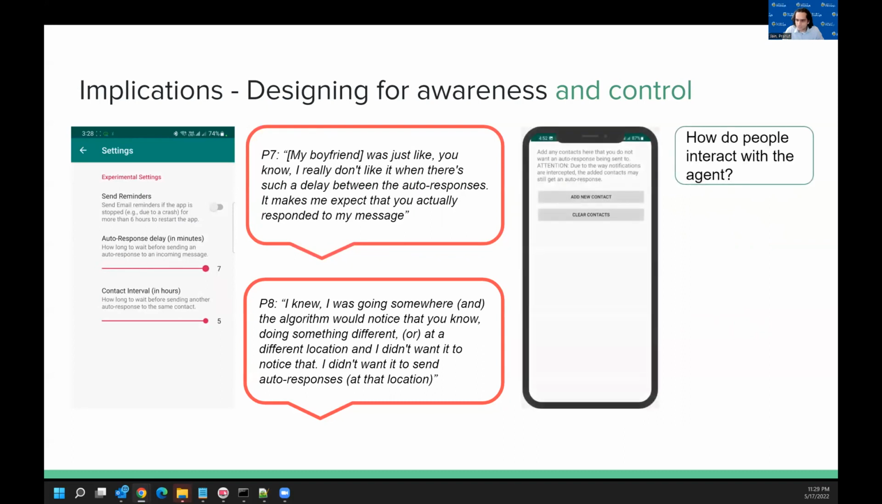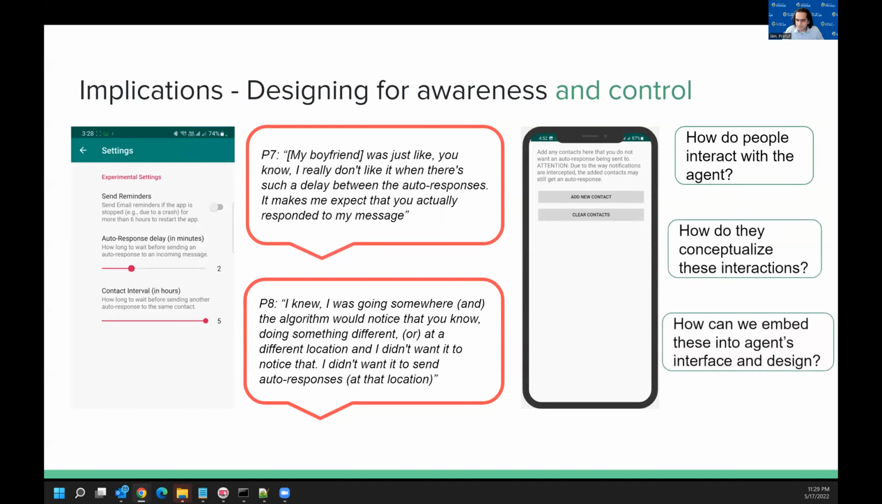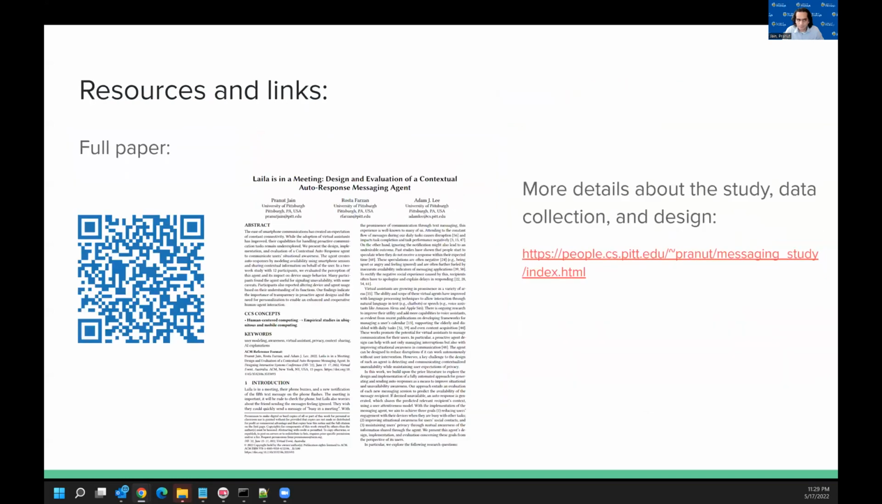In terms of future work, we are interested in understanding how people interact with the agent, how do they conceptualize these interactions, and how can we embed these into the agent's interface and design.